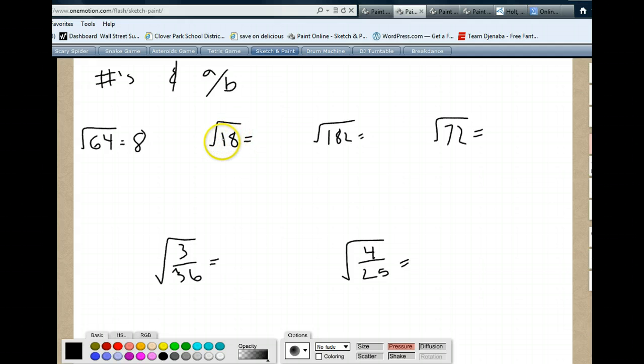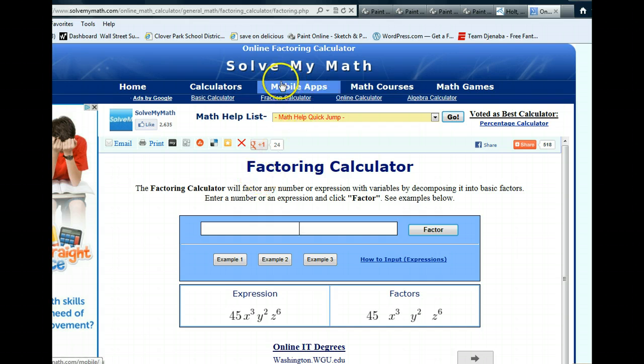If you were at school and had your TI-Nspires, then in calculator mode, I think it's menu, then numbers, then factor, and then you would enter 18. But if you're at home, Google online factoring calculator, and look for solvemymath.com. It takes you to a factoring calculator page, and you type in 18 and then hit factor.